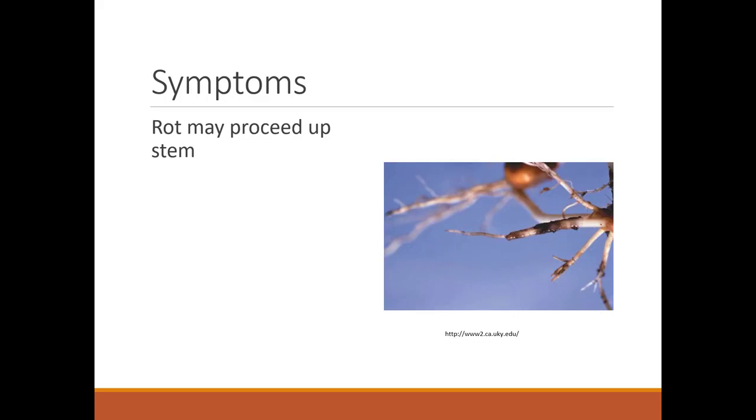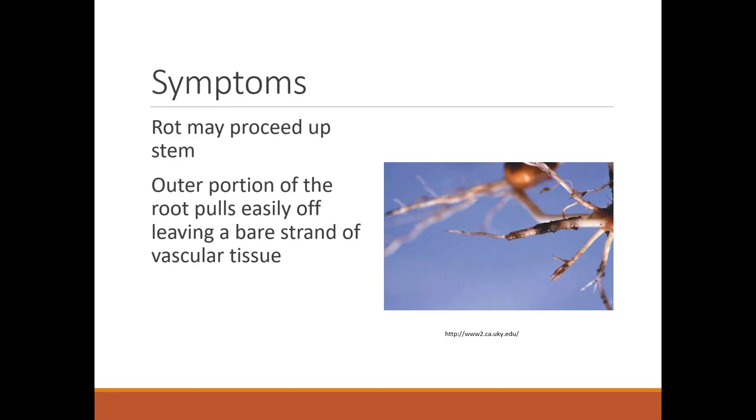So here's that tip here. The rot may proceed up the stem from the roots. The outer portion of the root actually pulls off, so you just have a bare strand of vascular tissue remaining.